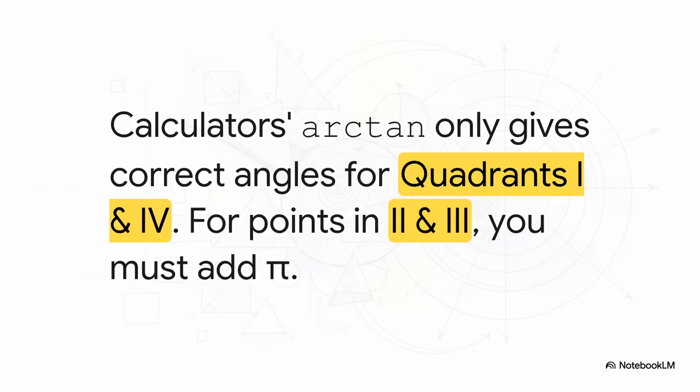So here's the deal. When you hit that inverse tangent button on your calculator, the arctan, it's programmed to only give you an angle somewhere between -90 and +90 degrees. That's great for quadrants I and IV. But what if your point is in quadrant 2 or 3? Well, the calculator gives you something called a reference angle. To get the real angle, you have to step in and manually add pi, or 180 degrees to it.